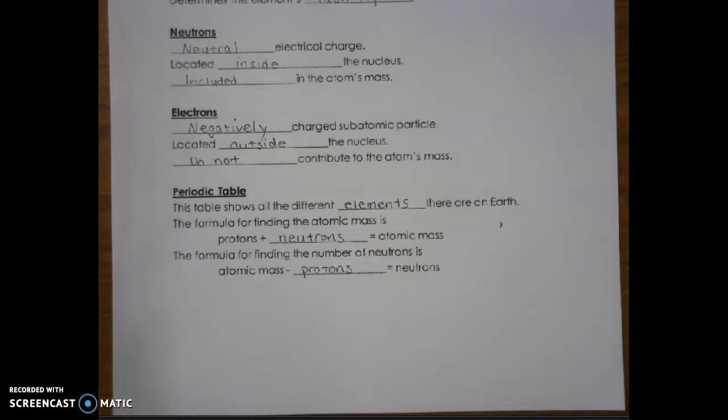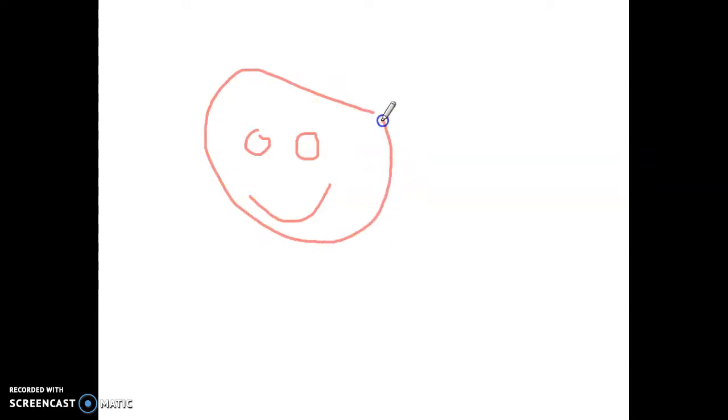Always wanted to try this whiteboard tool. Let's see what that does. And we'll get a nice blue pencil here. Oh, it's not blue, but... All right.